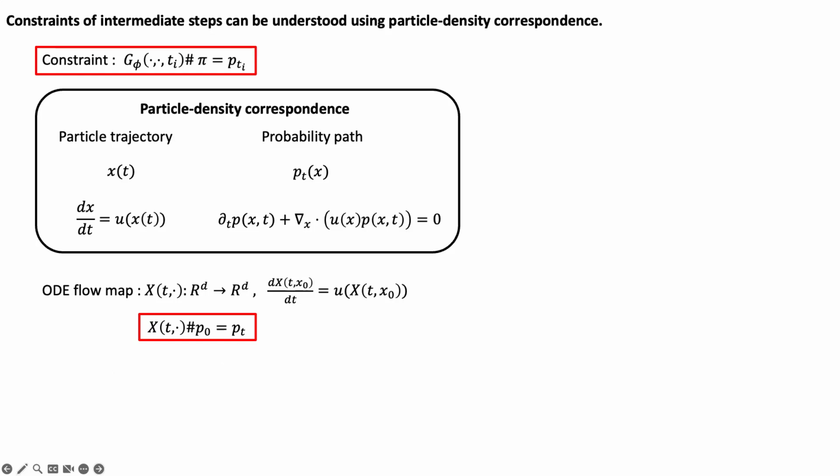Then, if you push the initial distribution, which lives in R^d, through this flow map, it gives us the distribution at time t, which follows its probability path. This is called the representation formula of the continuity equation. So can you feel the similarity?